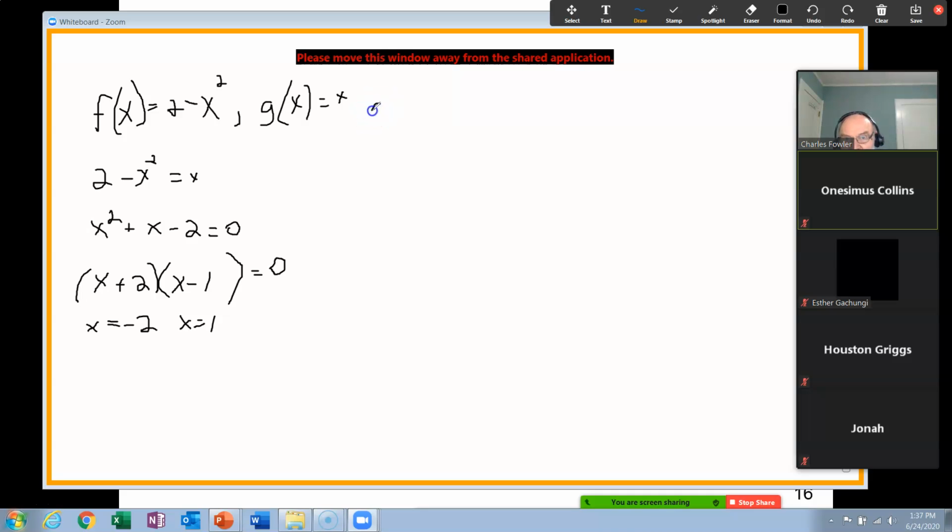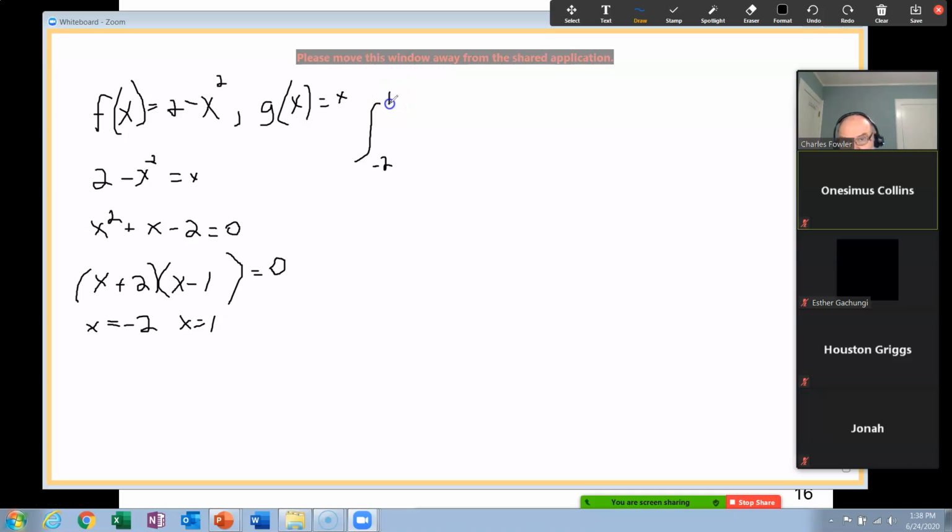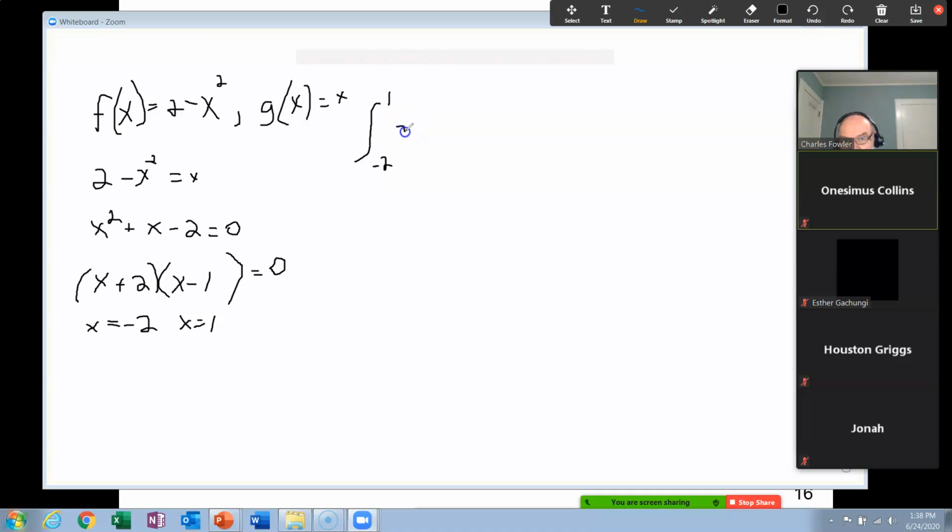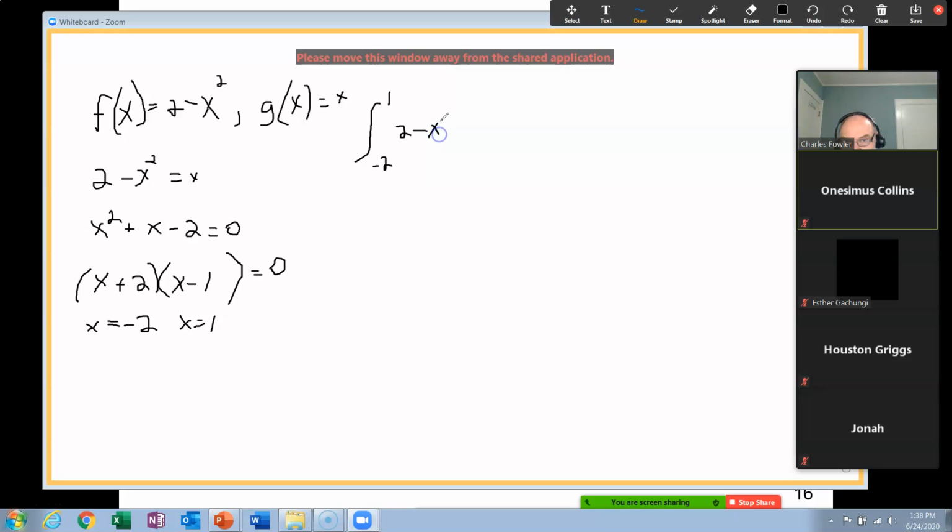That will then be the integral from minus 2 to 1, you always do lower to higher, of the difference between these two, and that will be 2 minus x squared minus x, because it's the difference between those two, and that would be times dx. Now, you could arrange them in a different order if you wanted to. There's nothing to prevent you from just going and doing the integration.